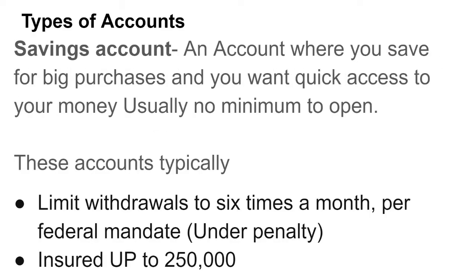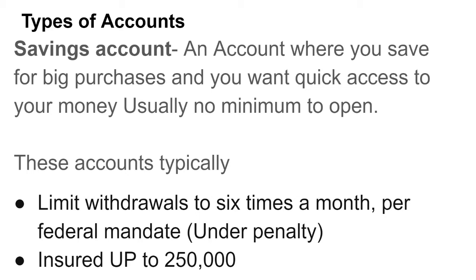Types of accounts. Savings account. This is an account where you save for big purchases and you want quick access to your money. Usually no minimum to open, so you can open a savings account with $0 at most banks. I also want to be clear with what quick access to your money means. It means that you can take your money without issue.